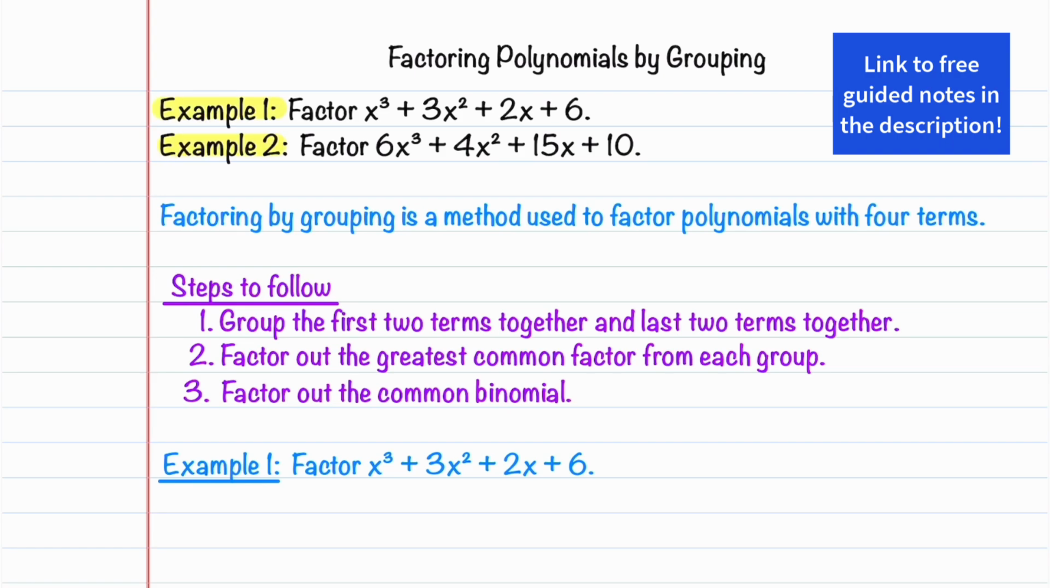Let's get started. Factoring by grouping is a method used to factor polynomials with 4 terms. You can use it to factor polynomials with more terms, but it's typically used when you have a polynomial with 4 terms. I've written down some steps that we can follow, and we'll go through these steps as we walk through our examples.